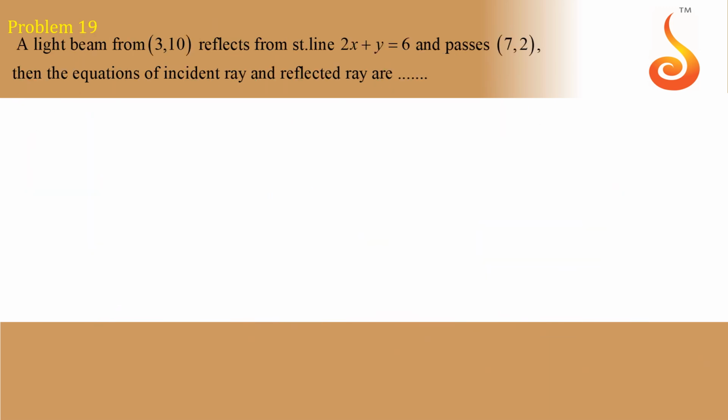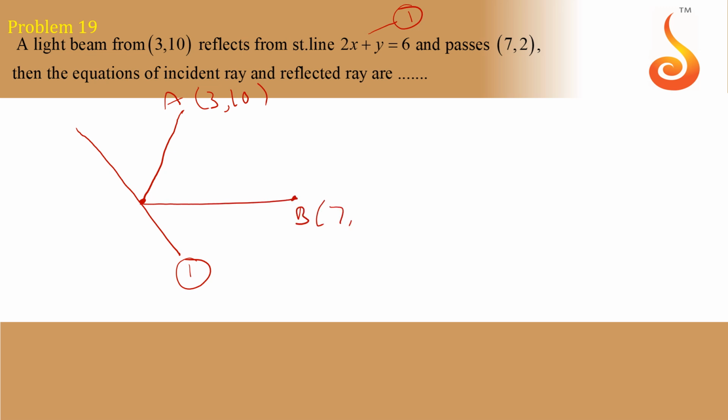Then 19th problem. A light beam from 3, 10 reflects from the straight line. Let us say this straight line is equation 1. So 2x plus y equal to 6 is the straight line, this is equation 1. From 3, 10, suppose this is A, it is coming and falling on this line 2x plus y equal to 6 and reflecting and passing through a point 7, 2, let it be B. So they are asking the equation of the incident ray and the reflected ray.